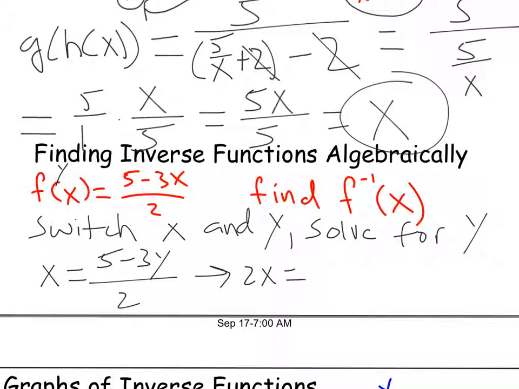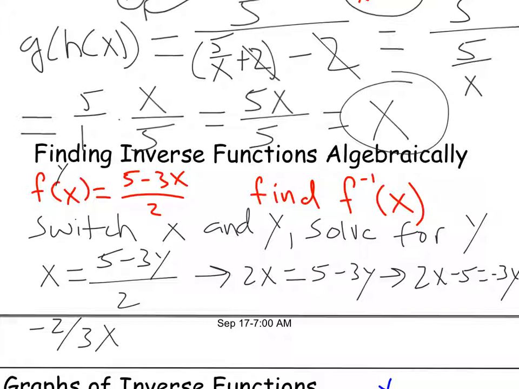I start by multiplying by 2, and I get 5 minus 3y. Then I subtract 5, and I get 2x minus 5 equals negative 3y. Then I divide by negative 3, and I get negative 2/3 x. Make sure you divide 5, or negative 5, by negative 3 as well. That's been solved for y.